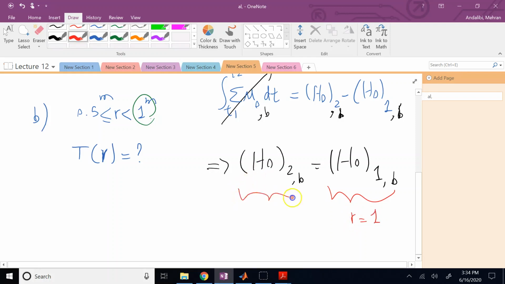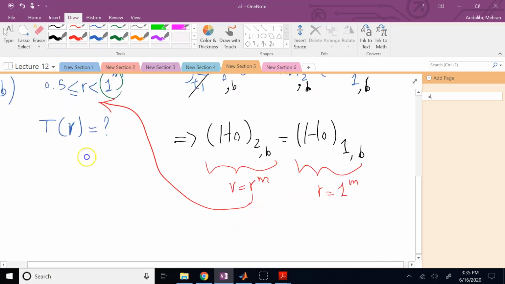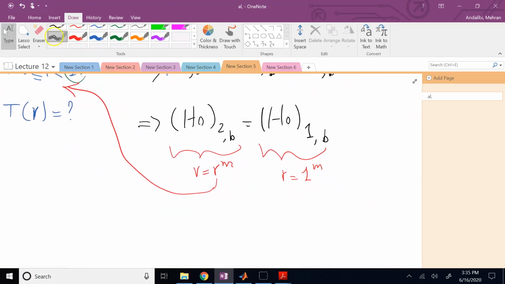And 2, I consider it when it's an arbitrary R meters, where R is between what? Between 0.5 and 1. I'm not considering 0.5. I consider it arbitrary R. Why? Because T is needed at arbitrary R. So 1 and 2, I choose arbitrarily myself.